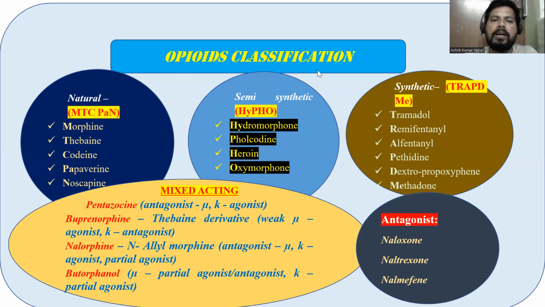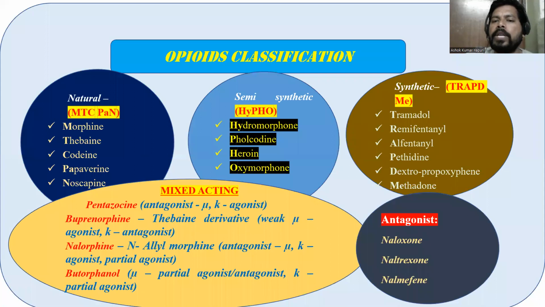Regarding the classification, the natural category, semi-synthetic category, and synthetic category, all these three categories come under the agonists. So these act as agonists at the opioid receptors, that is mu, K, delta receptors. All opioid receptors belong to the G protein coupled receptors, also known as metabotropic receptors. And here, first, the natural category.